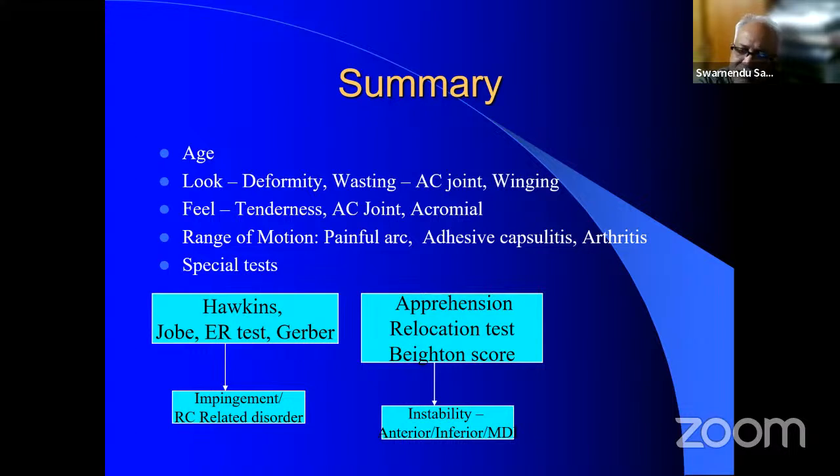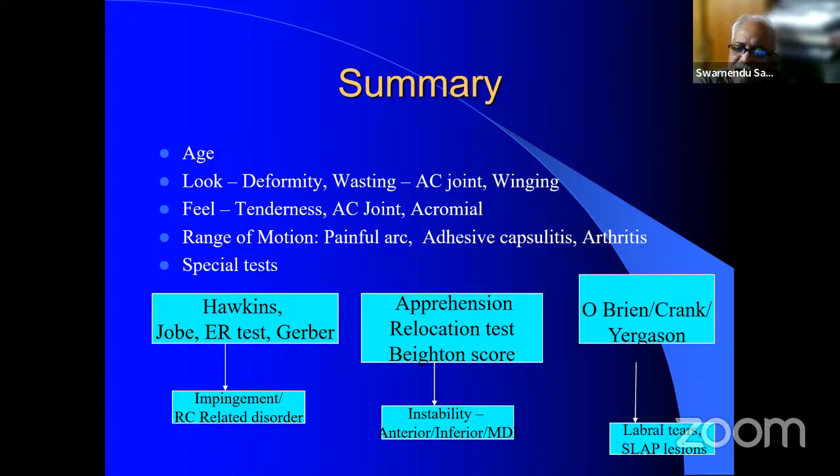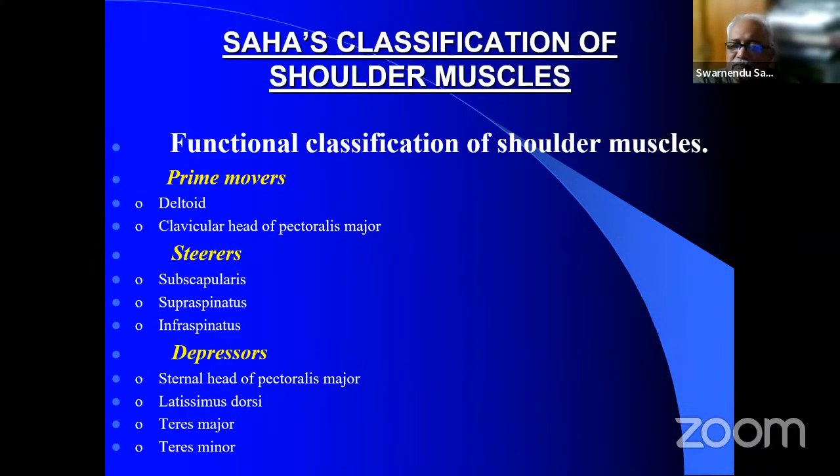The Jobe relocation test. Never forget to have the Beighton scoring for your laxity, instability. Then O'Brien, as I told you, the crank test, Yergason for, again, the biceps, the labral tear and the SLAP tear. The classic test is the O'Brien test.